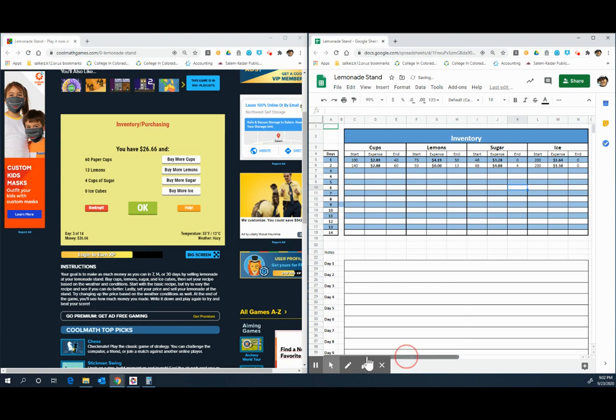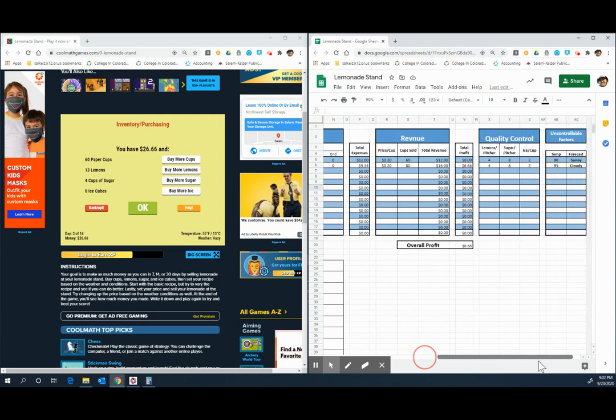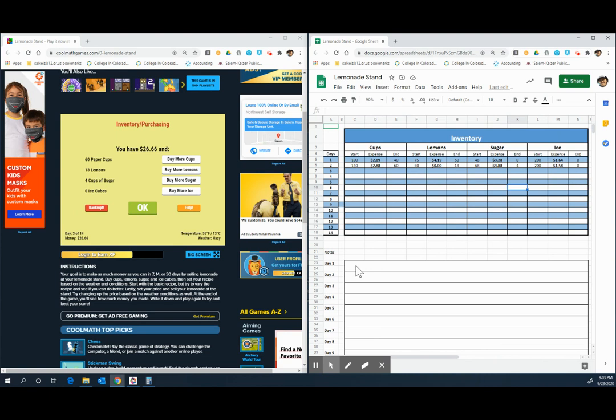Your job is to record through 14 days and try to make sure that you earn a profit. If you notice things are working well or working badly, please record those in your notes.